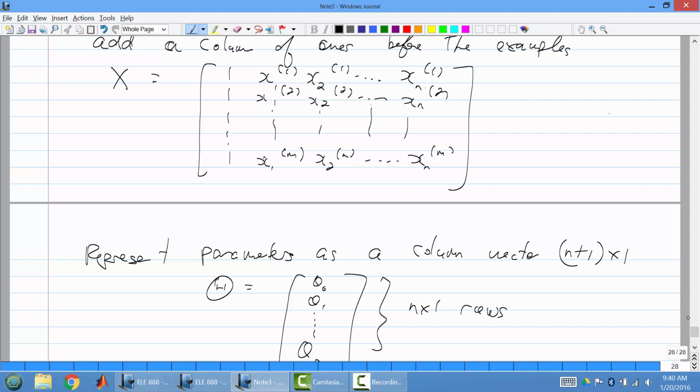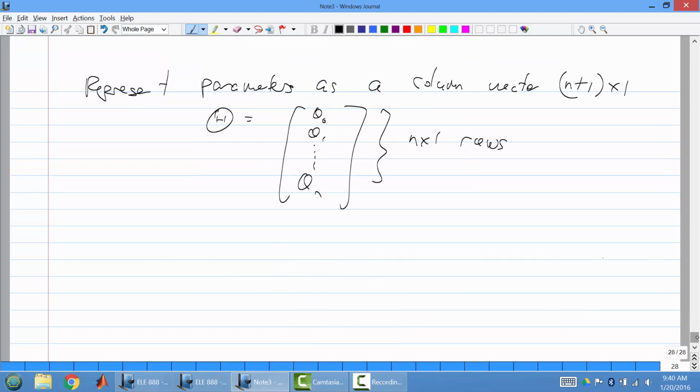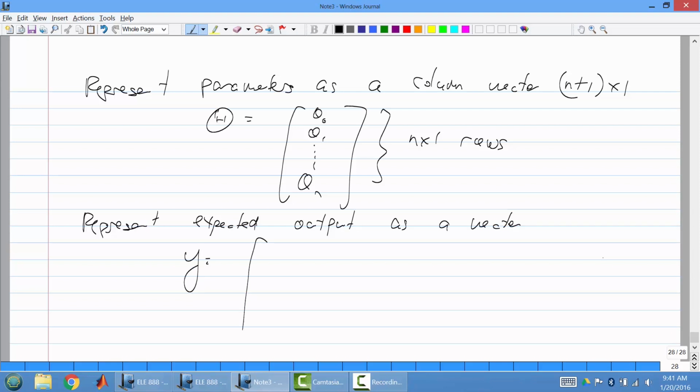And then you can also represent the expected output as a vector as well. So represent expected output as a vector too. So y equals y1, y2, and then all the way on to y of m. That's good.